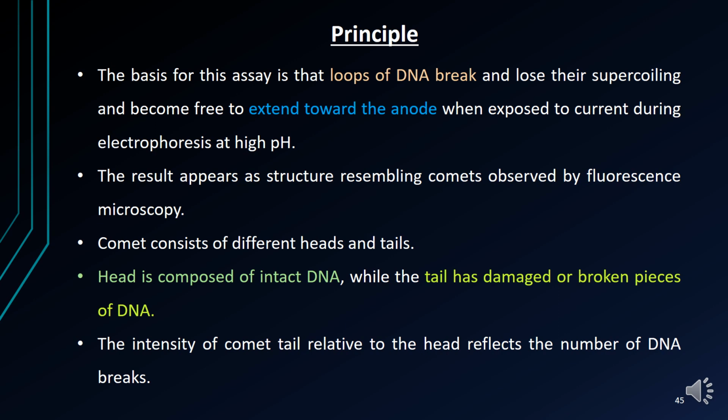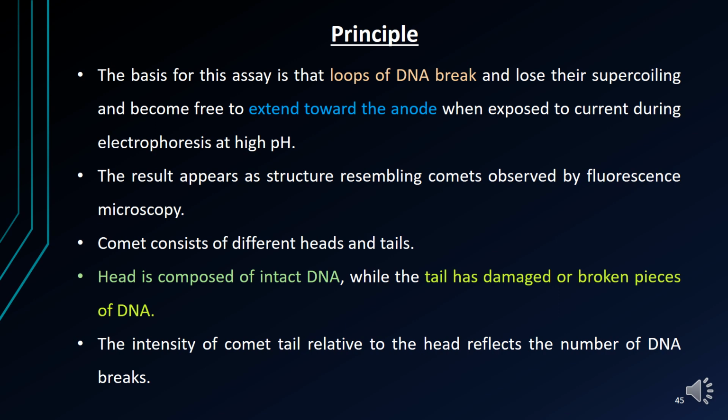The principle behind this comet assay is that the base loops of DNA break and lose their supercoiling, and become free to extend toward the anode when exposed to the current during electrophoresis at high pH. The result appears as a structure resembling comets, observed by fluorescence microscopy. So a comet consists of a head and a tail. The head portion is composed of intact DNA, while the tail contains the damaged DNA or the broken pieces of DNA.